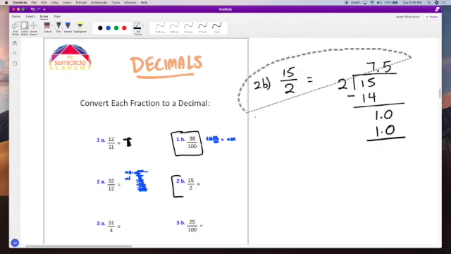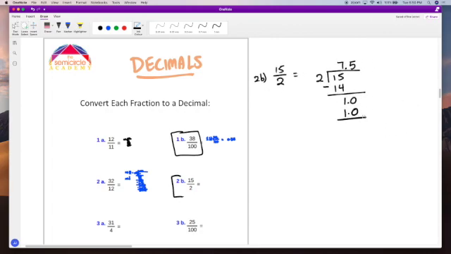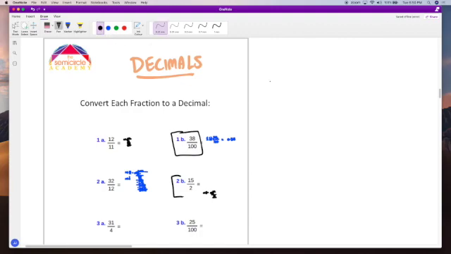I hope you're all getting these answers, because I'm just buzzing through real quick, because I know how you all love long division, right? What about 31 divided by 4? This is number 3a. So that is 31 being divided by 4.